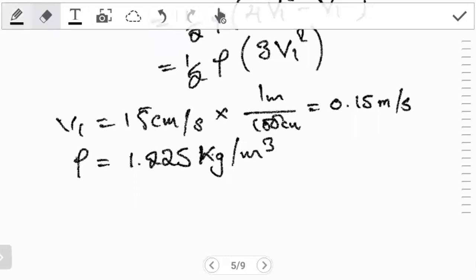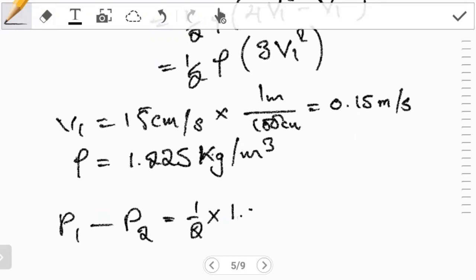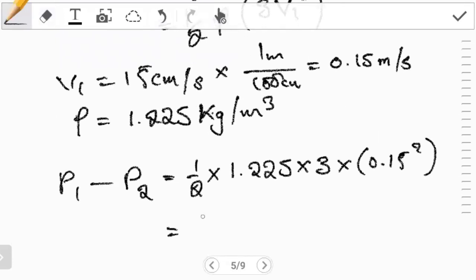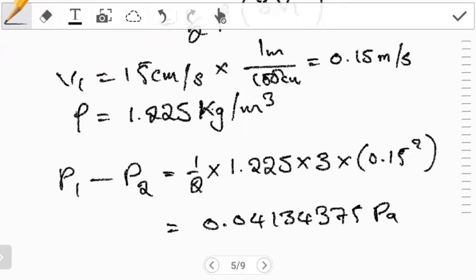So when we substitute these values, what we now have is the drop in pressure, P1 minus P2. This will be equal to half multiplying the density of air, 1.225, multiplying 3, multiplying 0.15, the velocity, but this has to be squared. So from here, when you evaluate the right-hand side, what you get is 0.0413437.5 pascals.